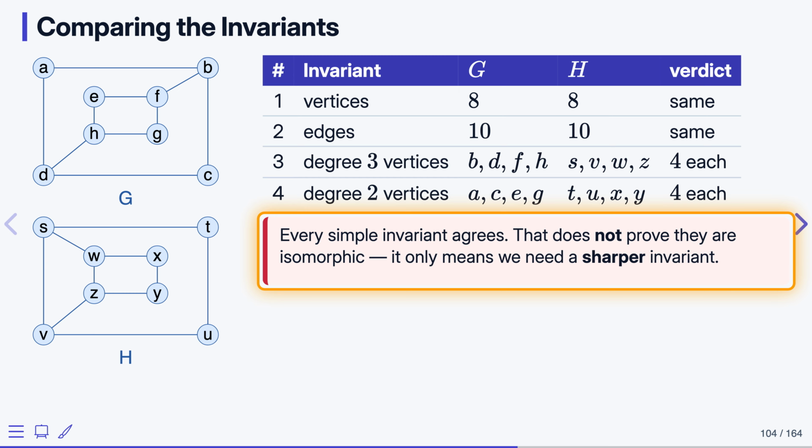Be careful here. Agreeing invariants never prove that two graphs are isomorphic. They only mean the easy tests have failed to separate them. We need a sharper invariant.